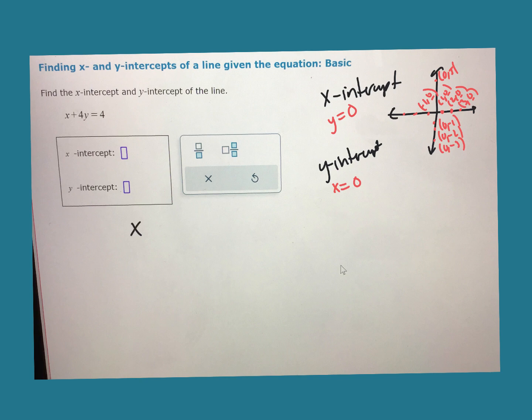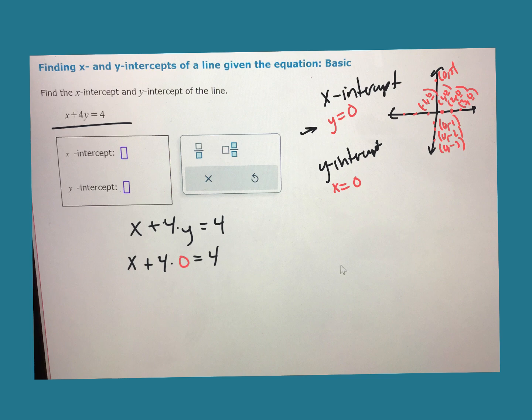So we have the equation x plus 4y, or that means 4 times y, equals 4. We're going to use these facts. So I know that if I want to find the x-intercept, I know that the y has to be 0. So I'm going to leave everything in the equation the same, except when I get to my y, I'm going to replace it with y is 0. So we have x plus 4 times, instead of 4 times y, we're going to replace the y with 0.